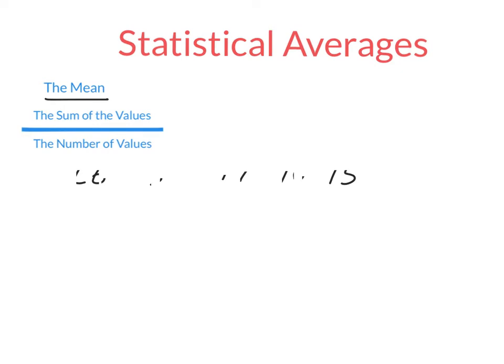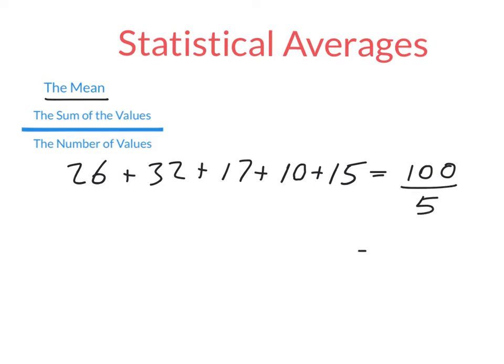Here we have another set of values, 26, 32, 17, 10 and 15. And again, we're trying to find the mean average. So, like we did the last time, the sum of the values divided by the number of values. So, the sum of the values means we add them all up. So, 26 plus 32 plus 17 plus 10 plus 15, and that comes to 100. And then we divide that by the number of values. So 1, 2, 3, 4, 5 values in this case. 100 divided by 5. And that gives us a mean average this time of 20.